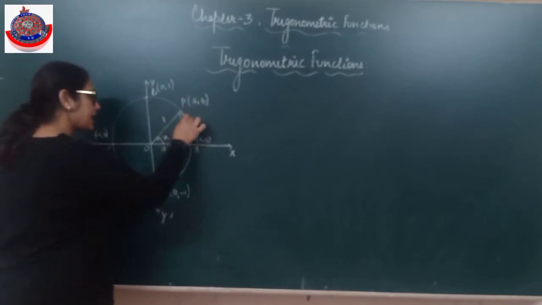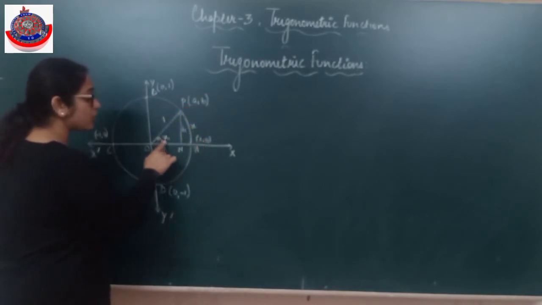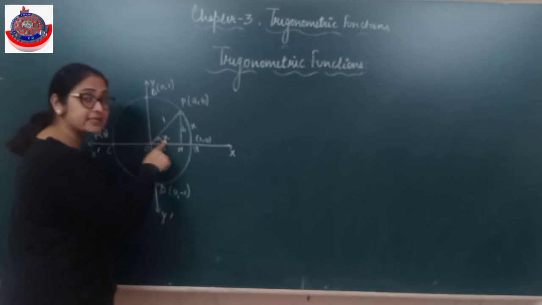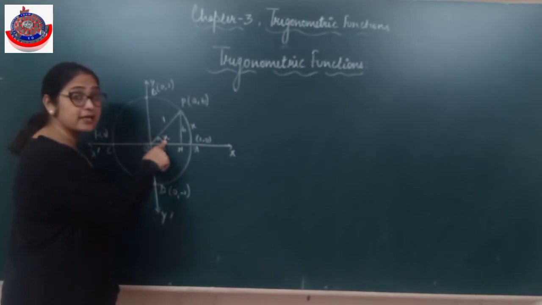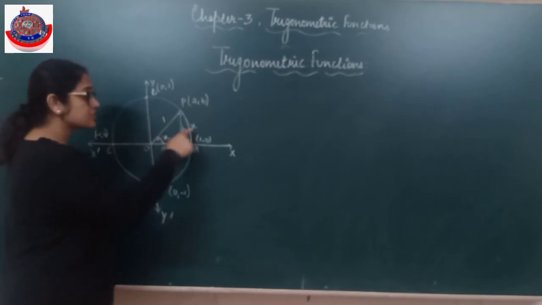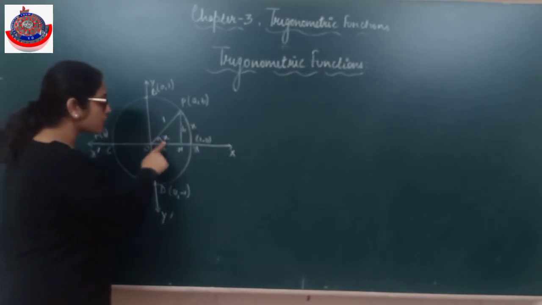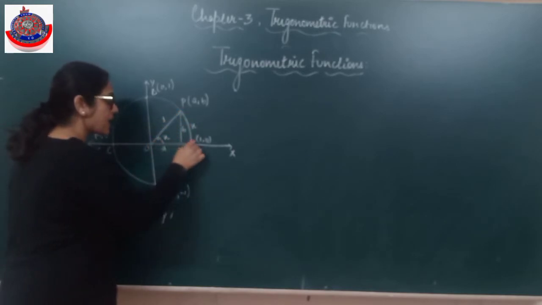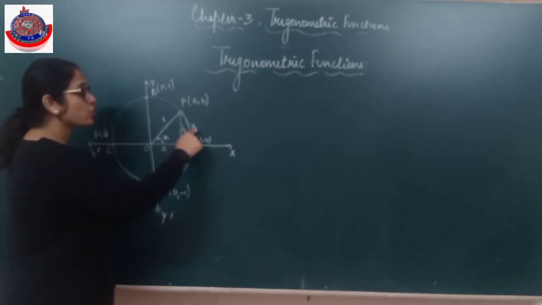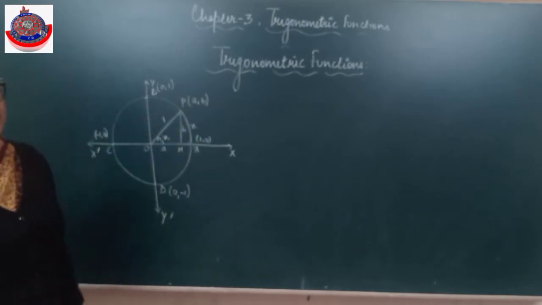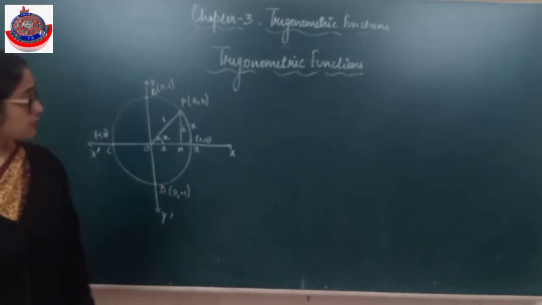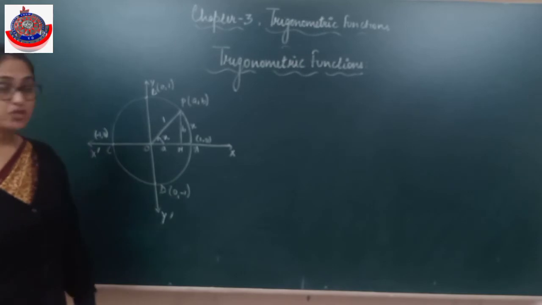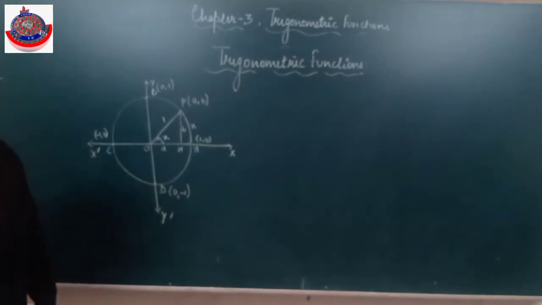Now let P be any point on the circumference, and let this arc AP subtend an angle of x radians at the center. I told you we'll be dealing with the angles in radians now. X radian at the center, we know that L is equal to r theta. What is r? The radius is 1 and the angle is x. So the arc is also x. Is this clear?